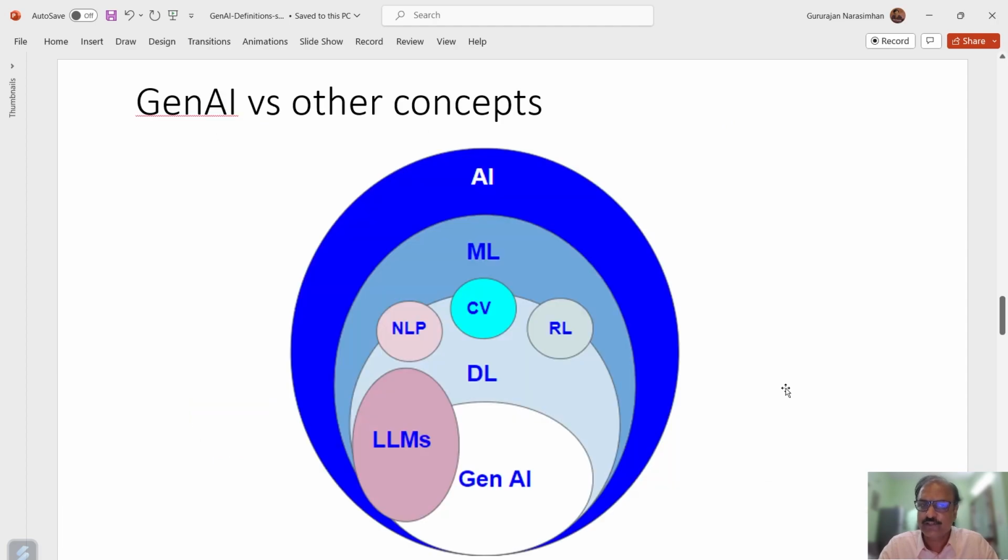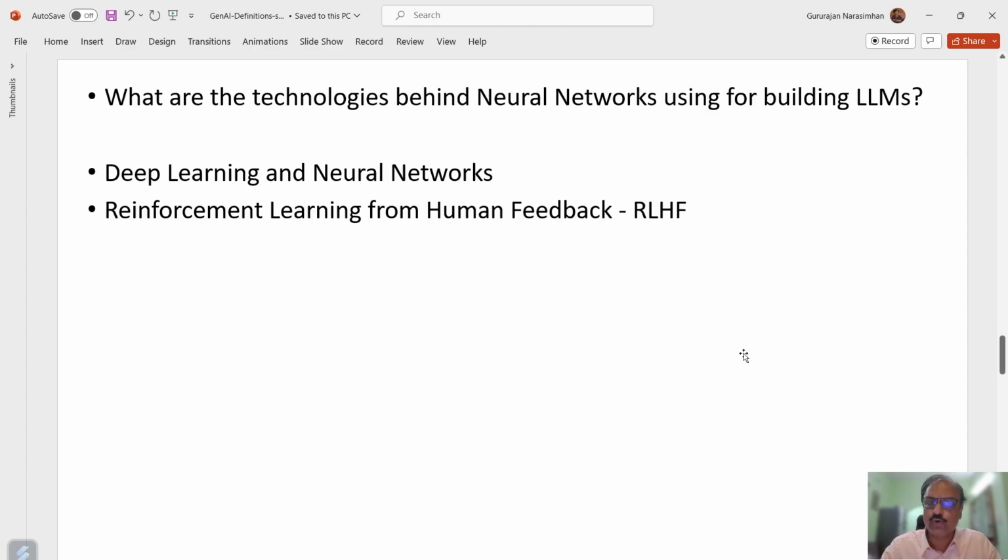If you ask that question, if you go one step further, you will see that the entire thing is AI, and then you have machine learning, and generative AI is part of the machine learning landscape. So you will see that you will have deep learning technologies and neural networks that are part of the large language models. So what is beneath the LLM? You will have deep learning and neural networks and reinforcement learning from human feedback, which is what you call RLHF.